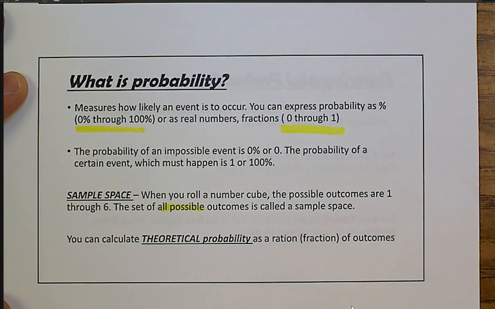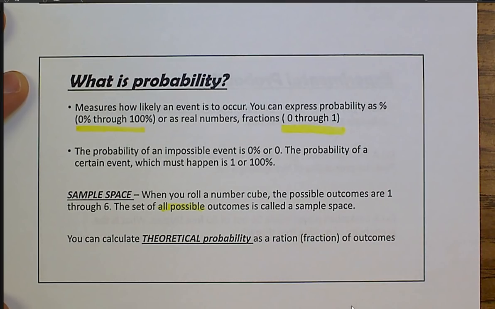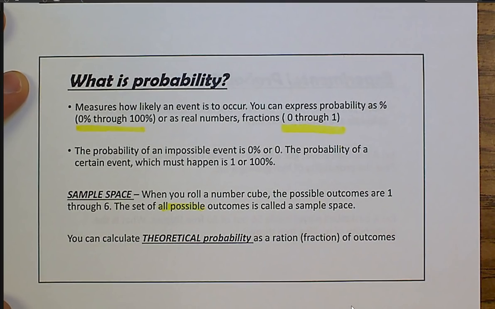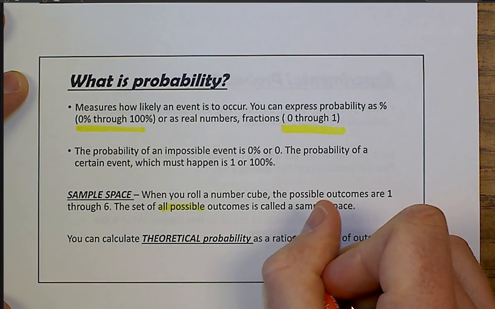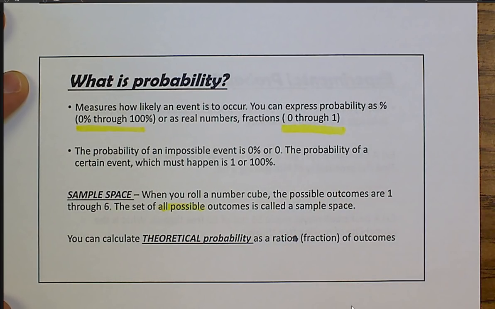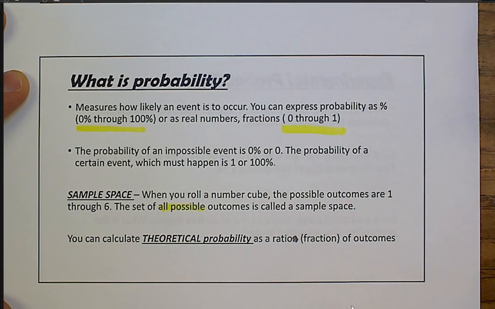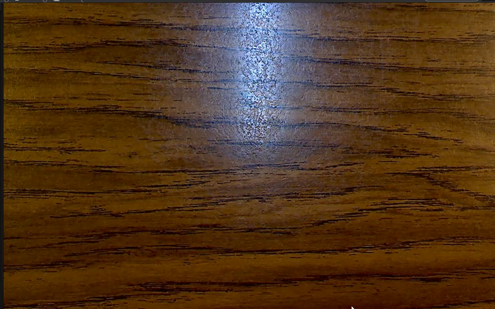Okay. You can calculate theoretical probability as a ratio, I don't know why I put ration, it should be ratio, or a fraction of the outcomes. So just some vocab there, to bring you back up to speed with some probability if you forgot from your geometry. So let's take a look at a certain situation here.